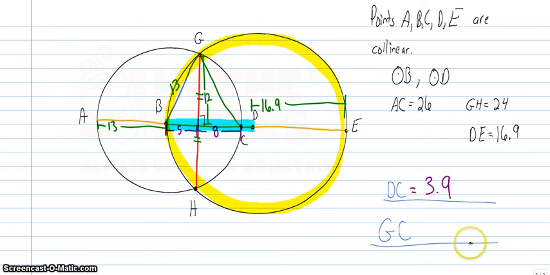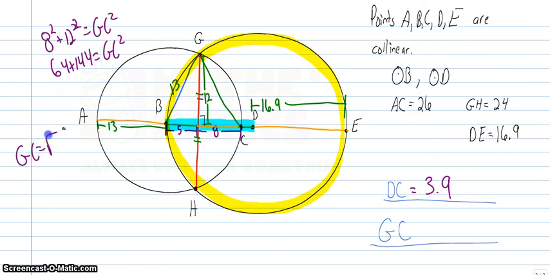And then for GC, we can look at this right triangle, and with that right triangle we can use the Pythagorean Theorem. 8 squared plus 12 squared is equal to GC squared, and 64 plus 144 equals GC squared. GC then is the square root of 208, and that is going to simplify down. If we divide that by 16, we get 13, so that means that this is going to be equal to 4 root 13 units.